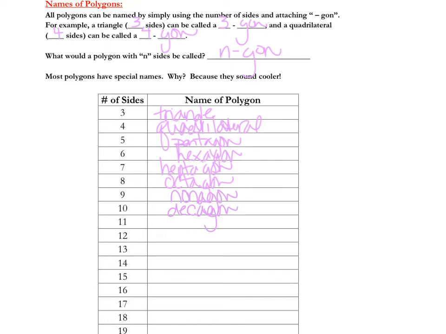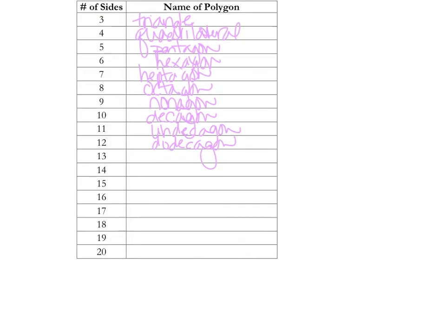After that, it becomes a little bit more crazy. So 11 is an undecagon. 12 is a dodecagon. I hope you're having fun with these names now. 13 is a tridecagon, or we could just say a 13-gon, right? That would be a lot simpler. 14 is a tetradecagon.